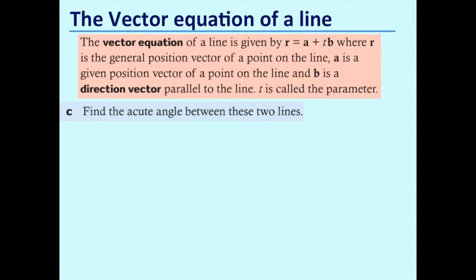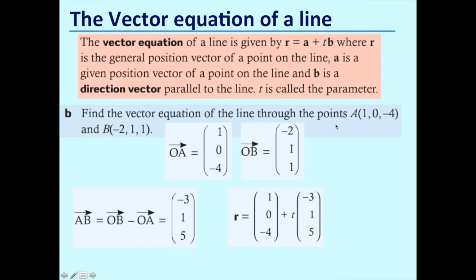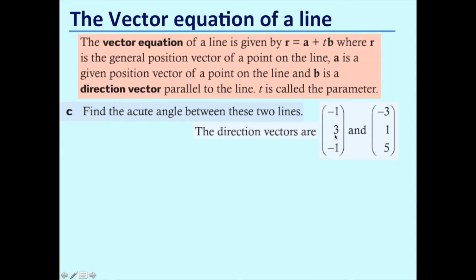Finally, in part C, find the acute angle between these two lines. So the direction vectors we need to look at. We can see, for instance, in this one, the direction vector was -3, 1, 5. So that's where this one comes from. This is the direction vector from the first example. And then to find the angle between them, we're going to have to use the dot product.